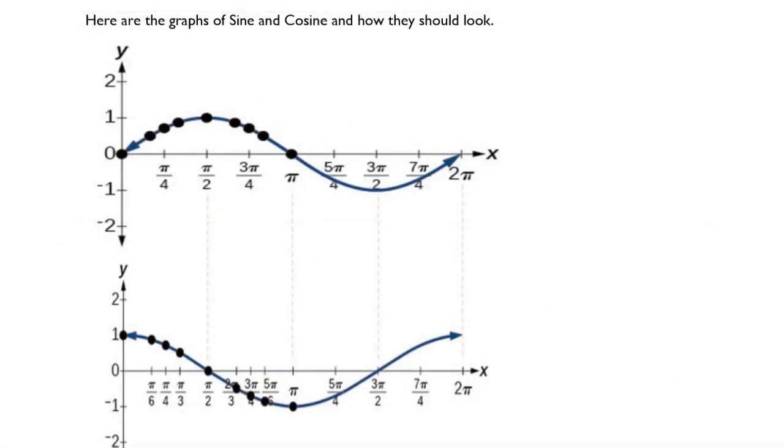Here are the graphs of sine and cosine and how they should look. This is, of course, just a sketch, and depending on how you scale, sine and cosine can look very skinny and tall, or very shallow and horizontally stretched out. And it just depends on how you scale your window in a calculator or how you set up your pi and 2 pi along the horizontal axis and where you define your height to be.